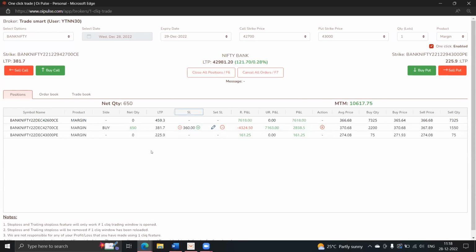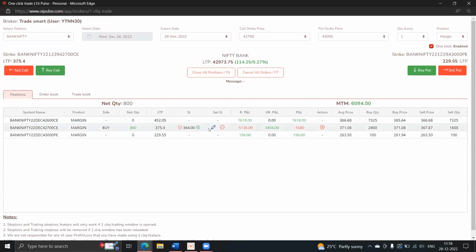In your existing trading terminal, for any new positions which you take, you need to go and place your stop loss for the new positions. But here, whatever stop loss you have placed will apply to both of them. I'm just adding a few more. I'm just moving it around.